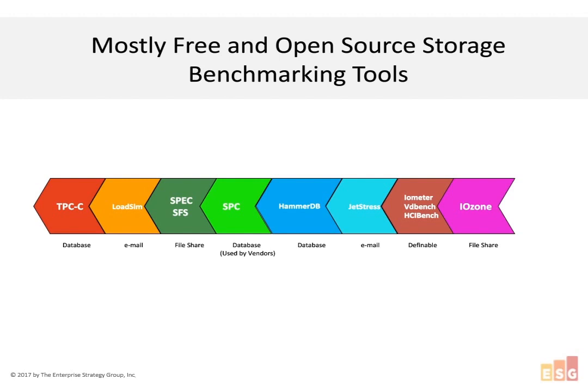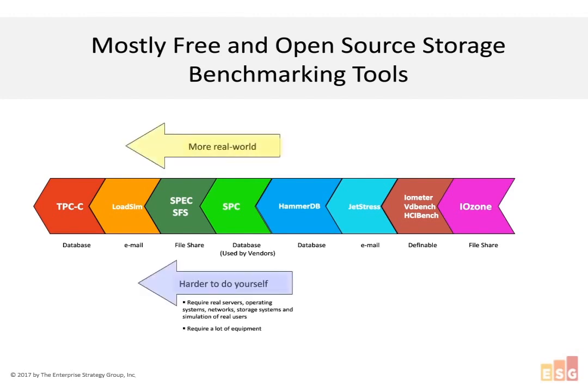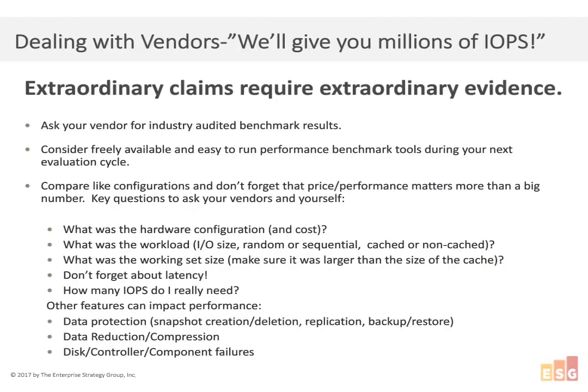So, which gets me to my last slide, and that's dealing with vendors when you're doing actual bake-offs and comparisons and evaluations, right? Vendors will always tell you, well, we'll give you as many IOPS as you need. Especially in the all-flash arena, they'll tell you we'll give you millions and millions of IOPS. And some of those claims are pretty extraordinary. And really, extraordinary claims always require extraordinary evidence, or at least clear and defined and provable evidence.